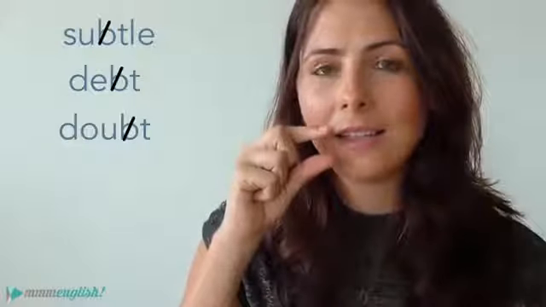And the letter B is often silent when it's before the consonant T. So think of these examples. Subtle, debt, and doubt. So see, in all of those examples, my lips aren't closing and coming together to form the B sound. I'm just pronouncing the T. Subtle, debt, and doubt.